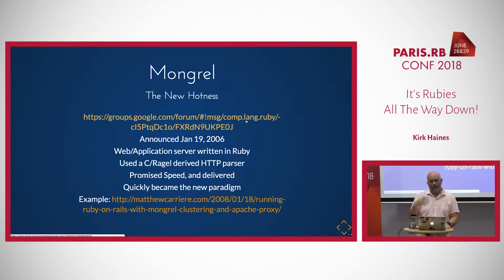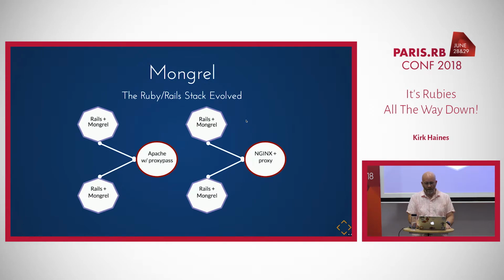A couple of years later, this thing called Mongrel showed up. Zed Shaw sent an email saying, hey, I wrote this web server. It's pretty fast. Why don't you take a look? And it was written mostly in Ruby. This HTTP parser is written in C, but everything else is in Ruby. And it was fast. It was really fast. And almost overnight, it became adopted as the preferred way to deploy your Rails applications.